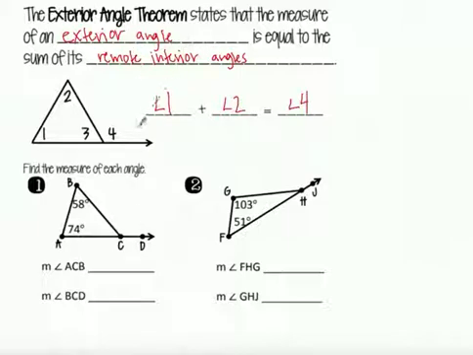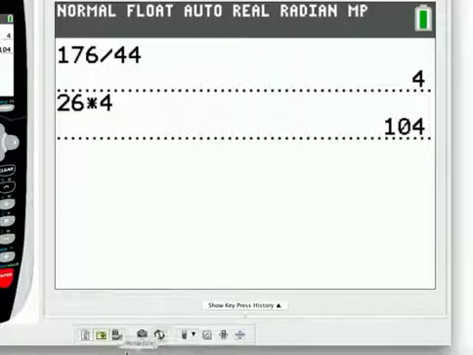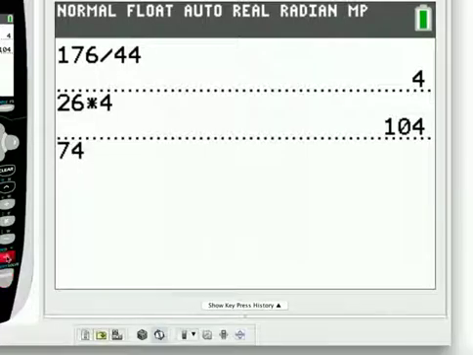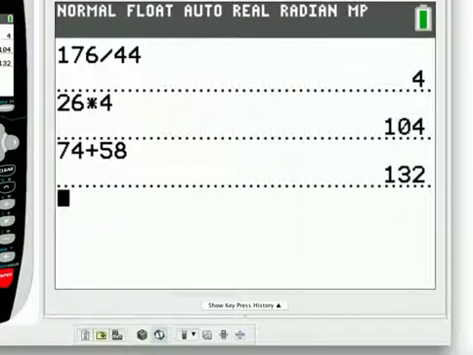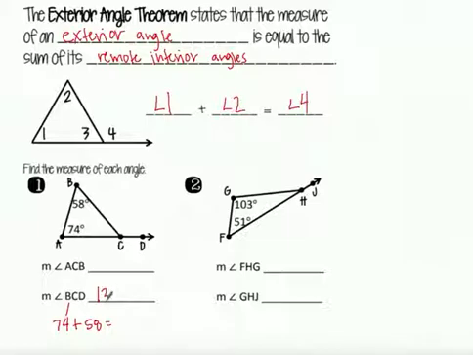So because we're doing the exterior angle theorem on this page, let's try that first. So if I add up angle BAC, which is 74, and I add that to angle ABC, which is 58, it will give me my exterior angle, which is angle BCD. So if I do 74 plus 58, I get that my exterior angle is 132. So this angle is 132 degrees.